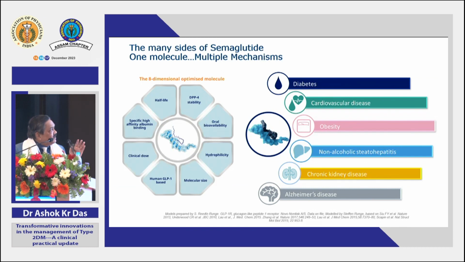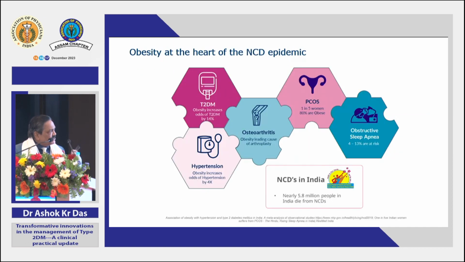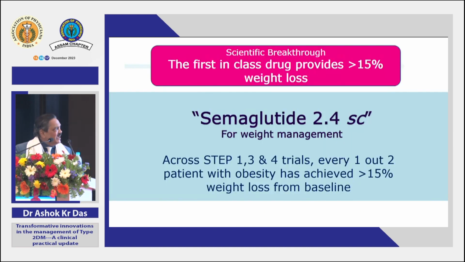Dear friends, there are many side advantages of this oral semaglutide, protein in a pill. I will not go into details of it. Diabetes, CVD, obesity, non-alcoholic steatohepatitis, etc., even Alzheimer's disease, Parkinsonism. I want to end this topic by saying that obesity is at the heart of the NCD epidemic. I've got the last 7 minutes. Whatever you call it, type 2 diabetes, osteoarthritis, PCOS, obstructive sleep apnea, hypertension, obesity is at it. And obesity management has become very important.